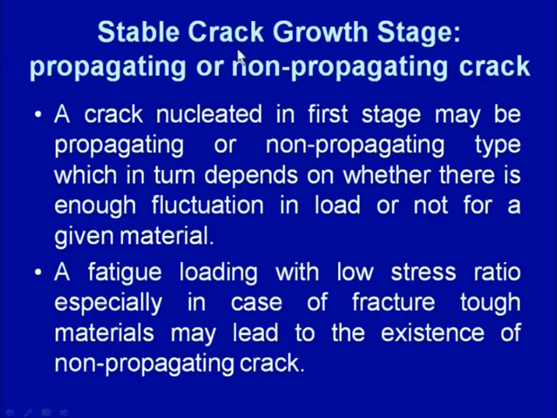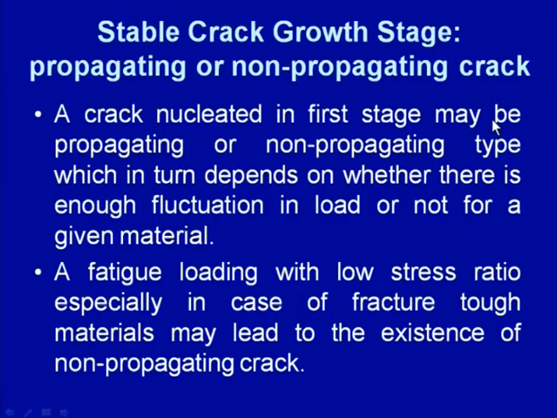Then the stable crack growth stage. We know that the cracks which either have been developed in the nucleation stage, or were present right from the beginning in the form of weld discontinuities or other forms of discontinuities, in the initial stages may be of the propagating type or non-propagating type depending upon the loading conditions. We know that the crack can be there for a longer duration without any propagation if the fluctuation in load is limited. So, to have the crack of the propagating type, it is necessary that there must be sufficient fluctuation in the load magnitude, otherwise the crack can become a non-propagating kind also.